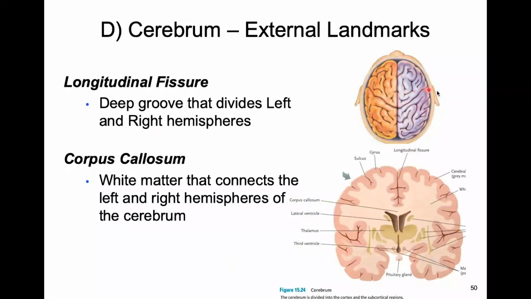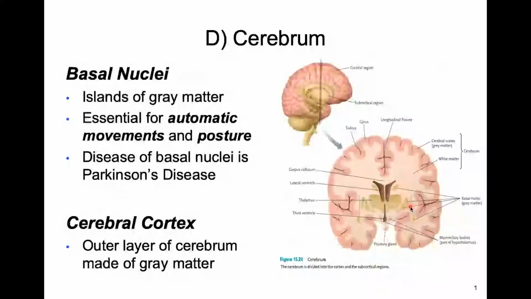Looking within, if we were to take a coronal section, a frontal section here, this is what we'd be looking at. The white matter structure that connects the left from the right hemisphere is known as the corpus callosum. Remember, this is all myelinated axons, so responsible for simply connecting left hemisphere to right hemisphere and transmitting that information. As I mentioned before, those basal nuclei, which are those islands of gray matter, they're essential for automatic movements as well as regulating posture.